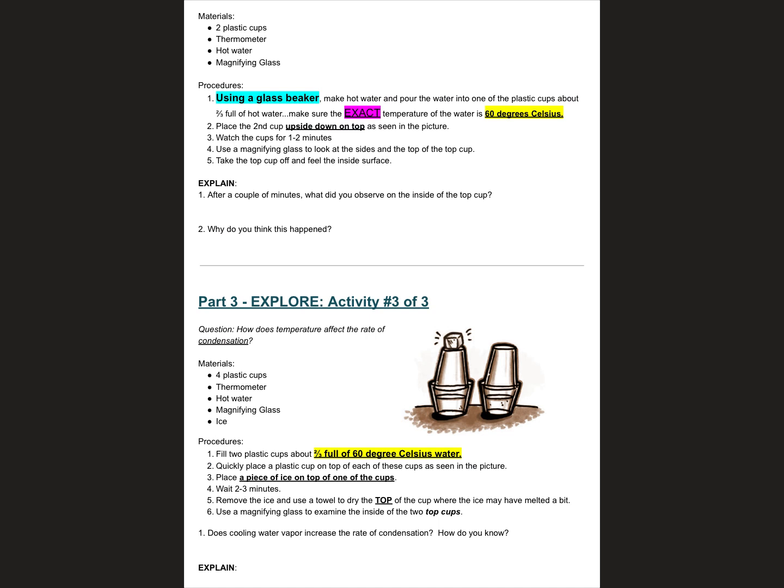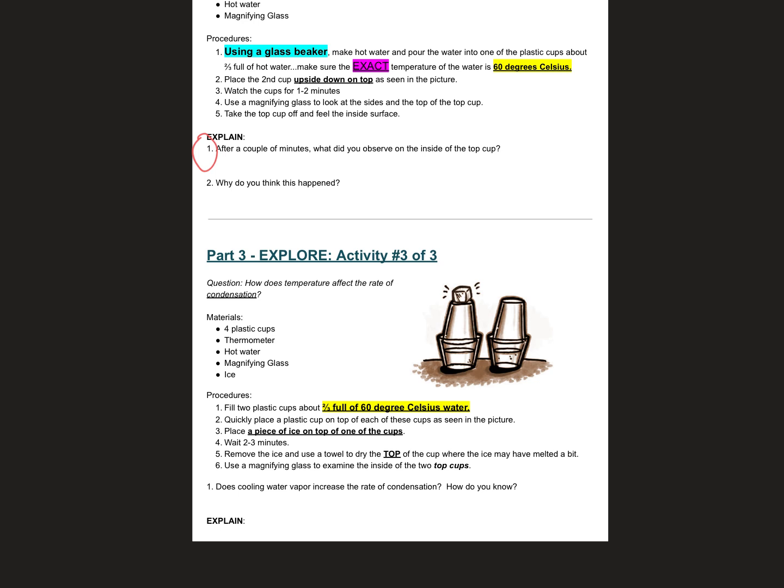Moving right along, let's take a look at number 1 here on part 2. After a couple minutes, what did you observe on the inside of the top of the cup? In that situation, you should have just seen some moisture. So you had the cup like that. Well, you have one cup, and then you have another cup on top. Something like that. Yeah, you had the cups on top.